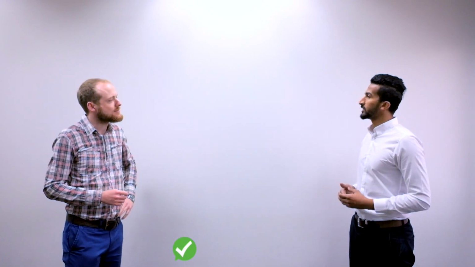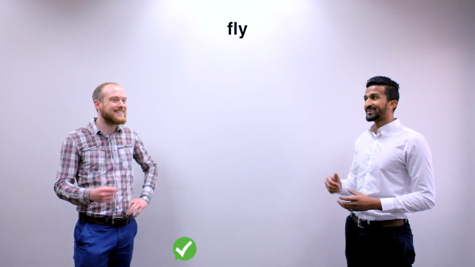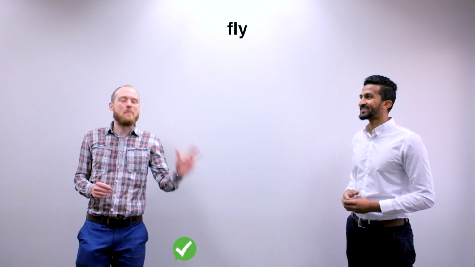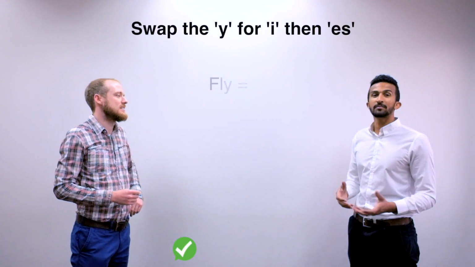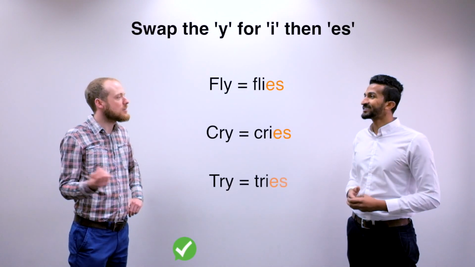Now, it's not always ES. Sometimes it's IES. For words like fly. And if you remember... I got this one. Okay, what happens to the Y? We say bye to the Y and hello to the I. There we go. So we remove the Y, add an I, and then an ES. Great. So fly becomes flies, and cry, cries, and try, tries. Okay.